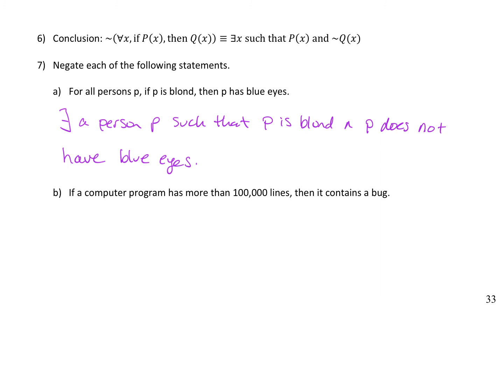Okay, so just to make that clear, P is blonde, this was my p of x, and P has blue eyes, this was my q of x. My for all, the negation became there exists. So for all persons P became there exists a person P such that p of x and not q of x. It's a negation.